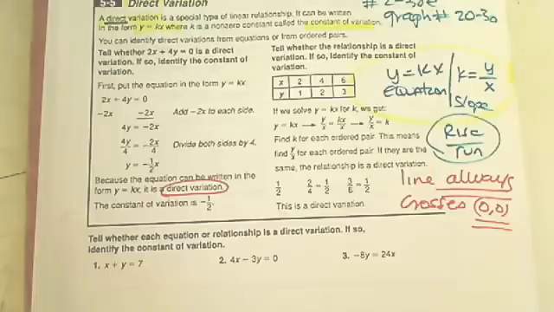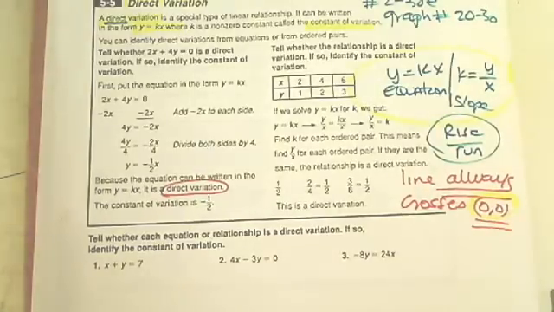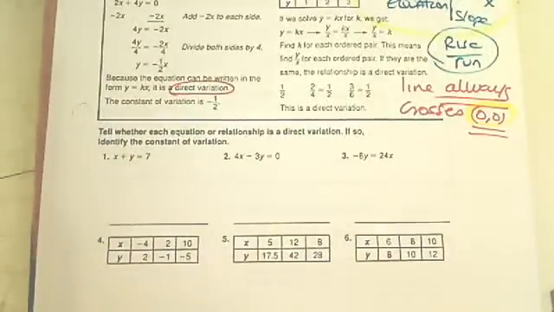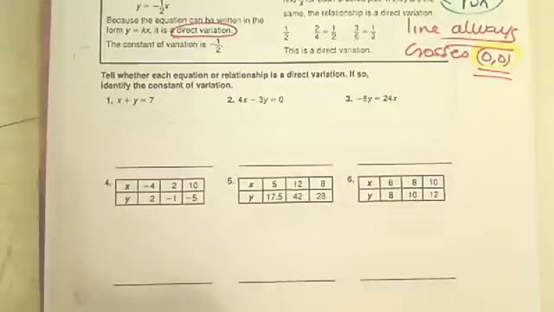Y directly varies with x. That means the slope is the same every time. So the line is always crossing the 0. It's 0, 0, always. I'm going to teach you how to tell the difference. Questions so far? Okay, let's move on. Let's do number 1 together. It will make sense to you as we go.